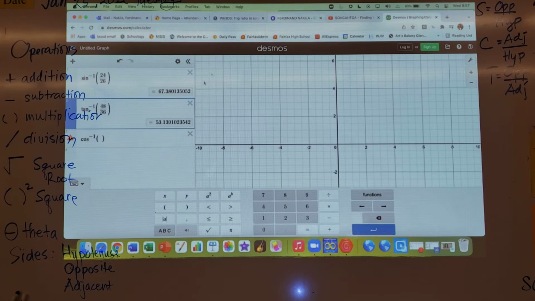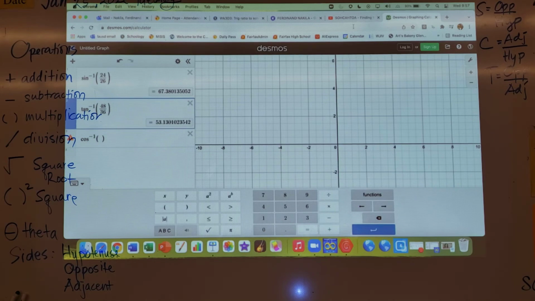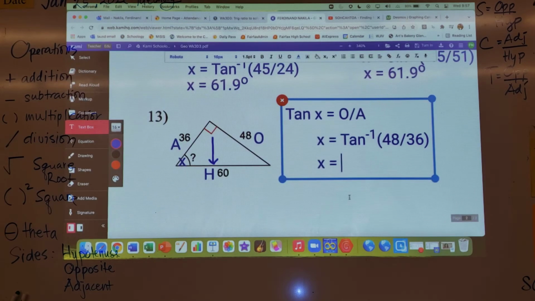Why is the answer showing for you? Did you click degrees? Yeah. 53.13. 53 point, oh, there you go. 53.13 degrees. That's it.